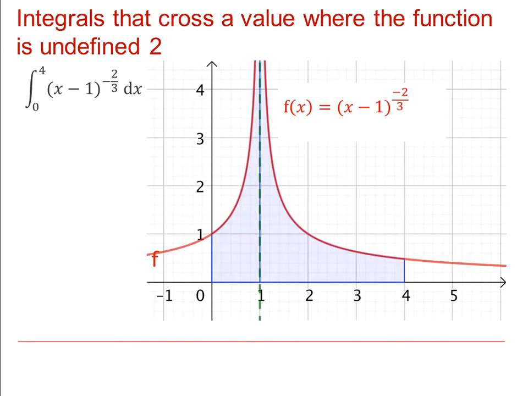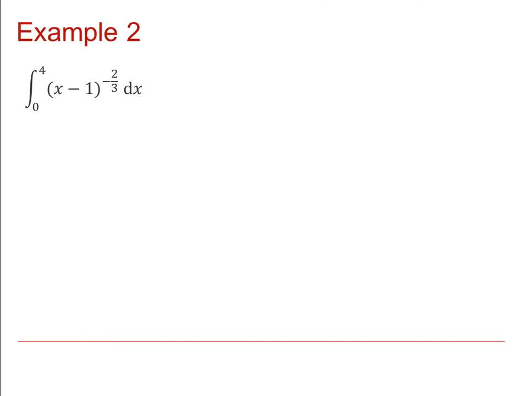Well, here's a second example which looks very similar, in that at x equal to 1, the function (x minus 1) to the power negative 2 over 3 is undefined, so it's asymptotic. The graph is asymptotic to the line x equal to 1. But again, we can't tell from this whether we've got a convergent area or not, so we need to consider the same process where we take the limit.